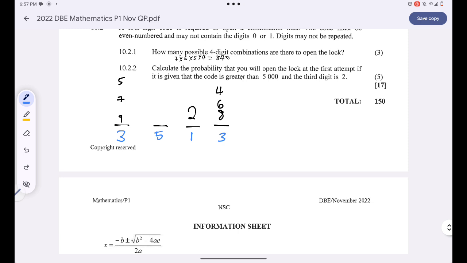So if the first placeholder is an odd number, these are the possible outcomes that I will get. This will give me 3 times 5 times 1 times 3, which is 45. If my first number is an odd number, the possible outcome that I have is just 3 times 5 times 1 times 3.